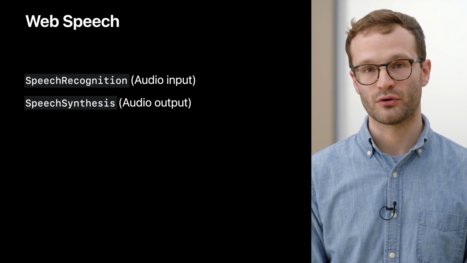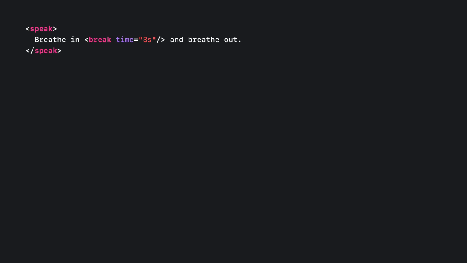This can be beneficial for users with motor disabilities, who may have trouble using other means of control like a mouse, keyboard, or touchscreen. New to speech synthesis on Safari is the ability to use SSML to manipulate the way your text is spoken. SSML has tons of capabilities. For example, you can use the break element to insert pauses in speech with a time of your choosing. You may want to ask your users to breathe in and breathe out.